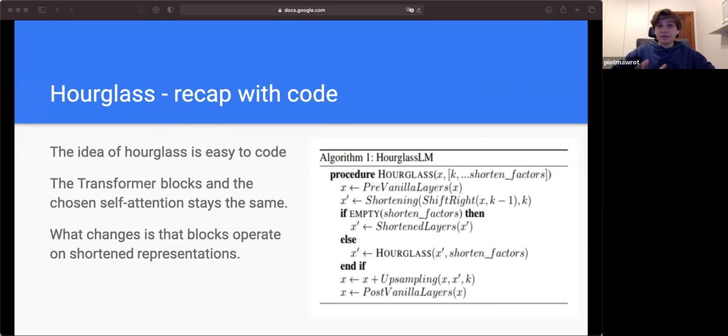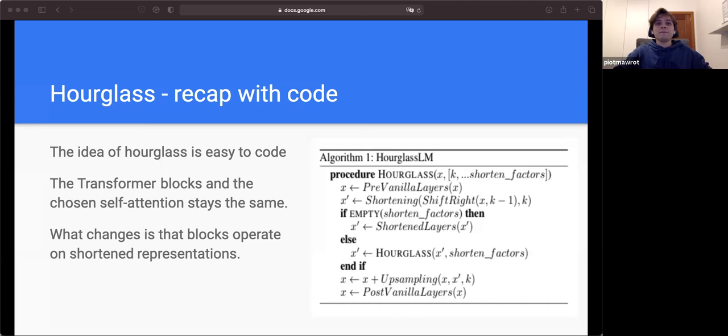Now a quick recap about the model from a different perspective. Another thing that we postulate in the paper is that the idea of Hourglass is very easy to code. If you have a working transformer code, you can change it to Hourglass with just a few lines of code in most deep learning frameworks like PyTorch or JAX. The only assumption that we make about your current transformer is that your implementation is a stack of standalone transformer blocks. Whatever attention implementation you are currently using, and that could be sparse attention or kernel-based attention, you don't have to change that because the idea of Hourglass, the idea of shortening the sequence, is completely orthogonal to the self-attention blocks themselves. And this pseudocode can actually be transformed to the real Python code that we can see on the right.